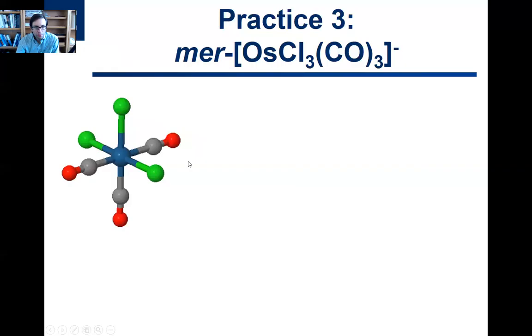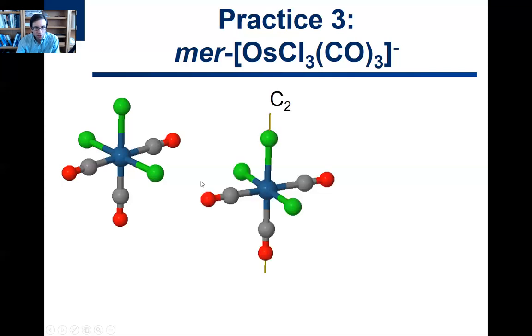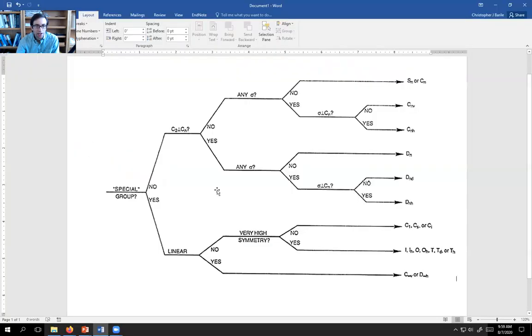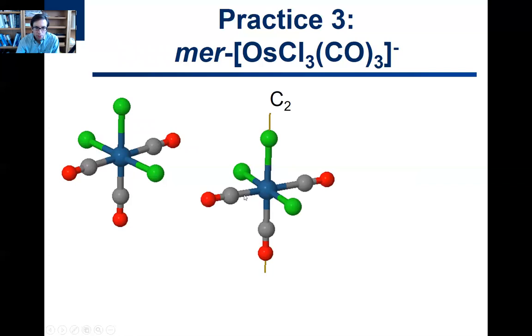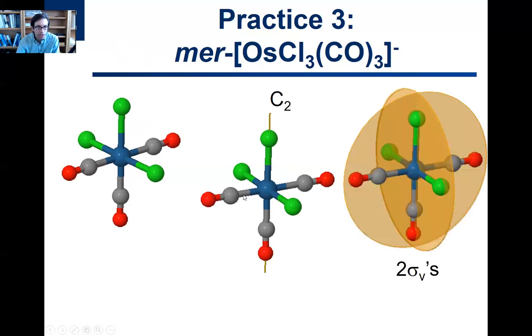Is there a C2 perpendicular to a Cn? First we have to figure out what the Cn is. Well, there's a C2 and you can see it right here. You spin this 180 degrees, this goes to there, carbon monoxide goes to carbon monoxide. That's a C2. Is there a perpendicular one? You can look at this for a while and the answer turns out to be no.